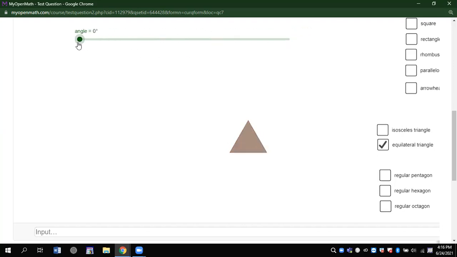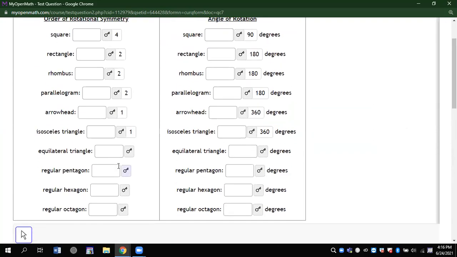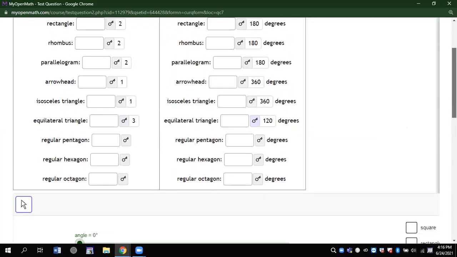One more time. Let's see it again. As you're rotating, once at 120, twice at 240, and third time at 360. So 3 times for the equilateral triangle. And the first angle was 120, right? Because that's 360 divided by 3. See how you just take 360 divided by these answers and you get the first angle of rotation?